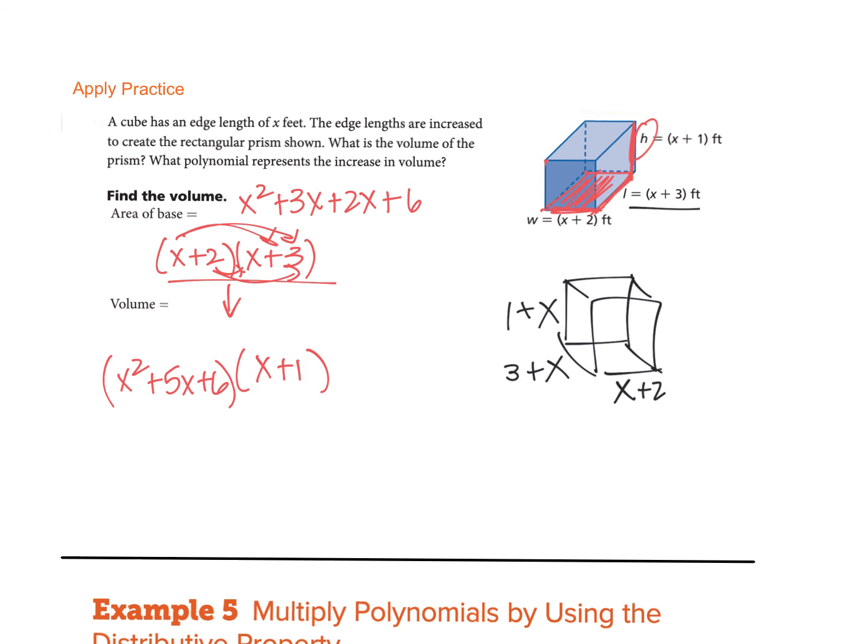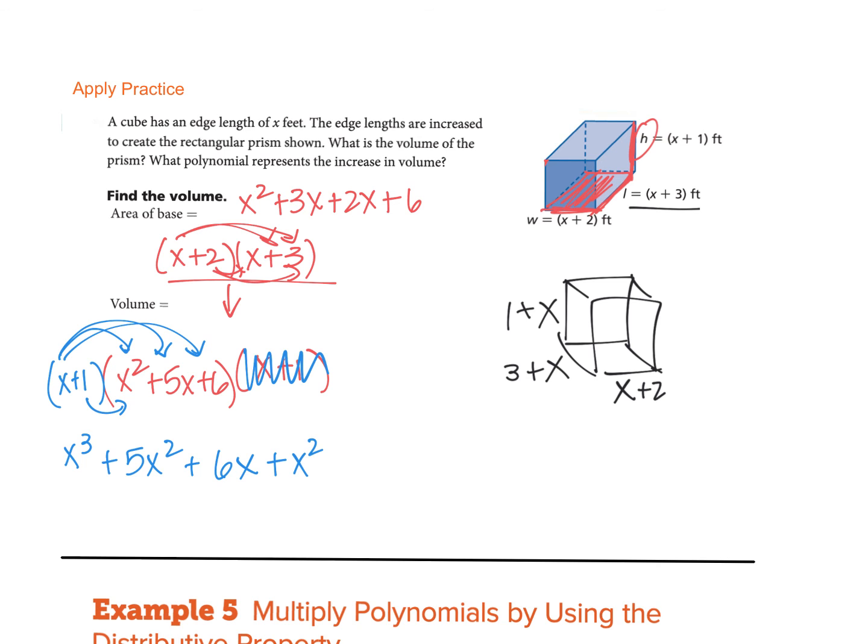Okay, now my next step would be like, okay, hey, I better multiply this out. I'd probably put the shorter one, a little tip, put that in front always. I like to do it that way. So I could do the x times x squared, x cubed, x times 5x, 5x squared, x times 6 is 6x. Back here, now I'm going to do 1 times everything, which is pretty easy. I get x squared plus 5x plus 6. And then lastly, I'm going to combine like terms.